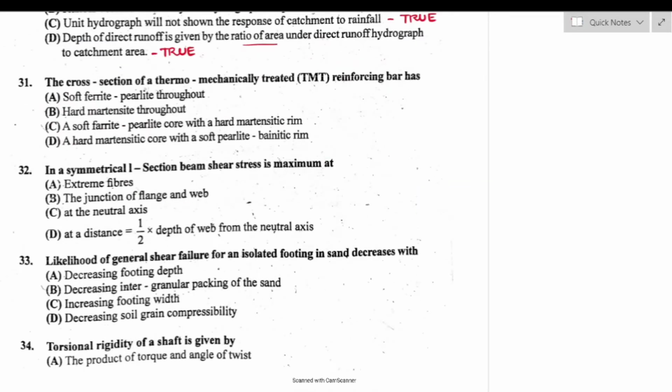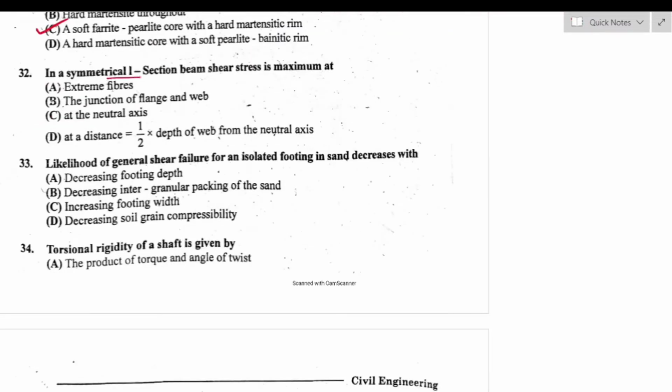Question number 31. The cross section of a thermomechanically treated reinforcing bar has. Thermomechanically treated bars are subjected to atmospheric cooling to equalize the temperature difference between the inner and exterior core. Once the TMT bar cools down, it slowly turns into a ferrite-pearlite core with a hard martensitic rim. So option C is the right answer. Question number 32. In a symmetrical I-section beam, shear stress is maximum at.